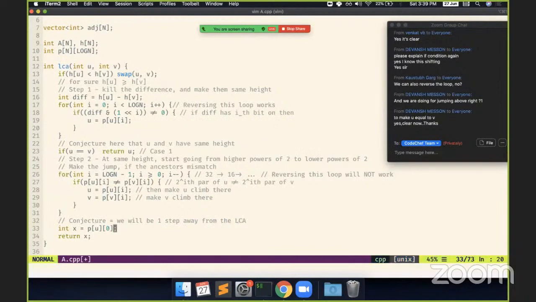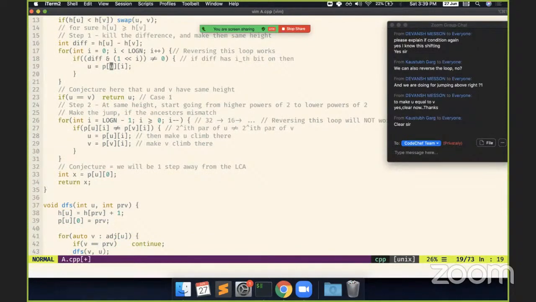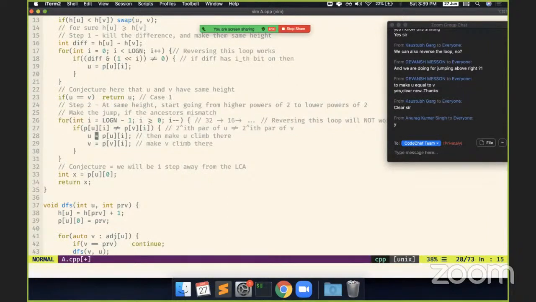That was the conjecture. So to get to the LCA, I calculate x, which is just one parent of U. That's it. Do people get this now? The second part, basically, I'm doing in decreasing powers of 2. For each one, if the parents mismatch at that level, like the 2 to the power ith parents mismatch, then I climb that much up.